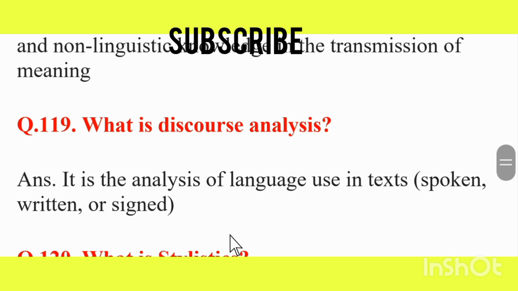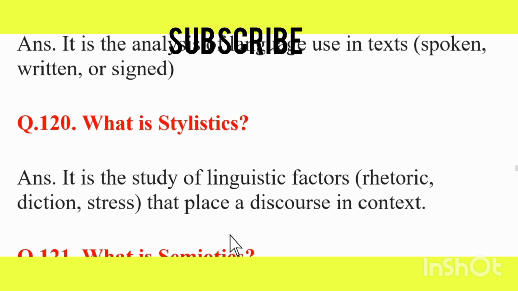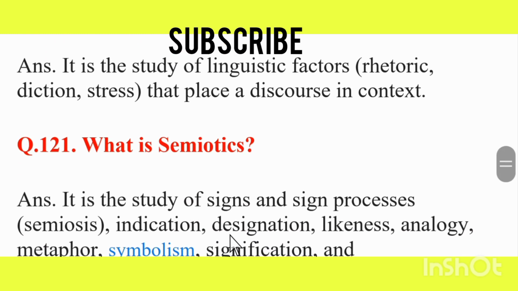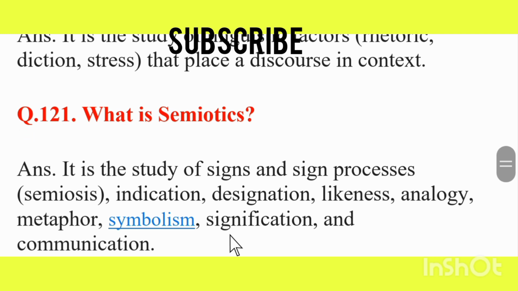What is discourse analysis? It is the analysis of language use in text, spoken, written, or signed. What is stylistics? It is the study of linguistic factors, rhetoric, diction, stress that place the discourse in context. What is semiotics? It is the study of signs and sign processes, semiosis, indication, designation, likeness, analogy, metaphor, symbolism, signification, and communication.